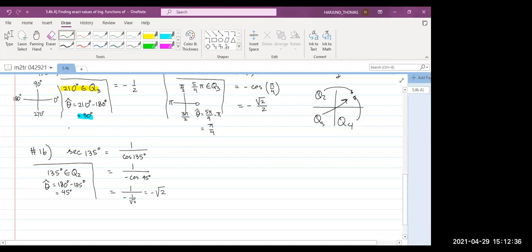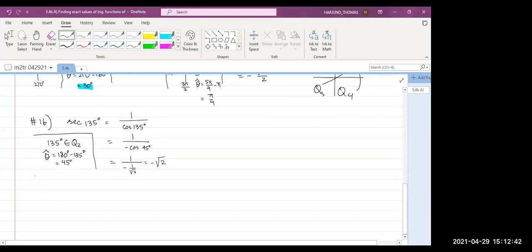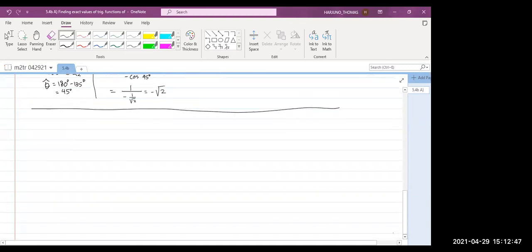You see? Okay. Now, what happens, Thomas, if we have a negative angle? We do another observation. What happens if we have a negative angle? Let's say we have a unit circle.